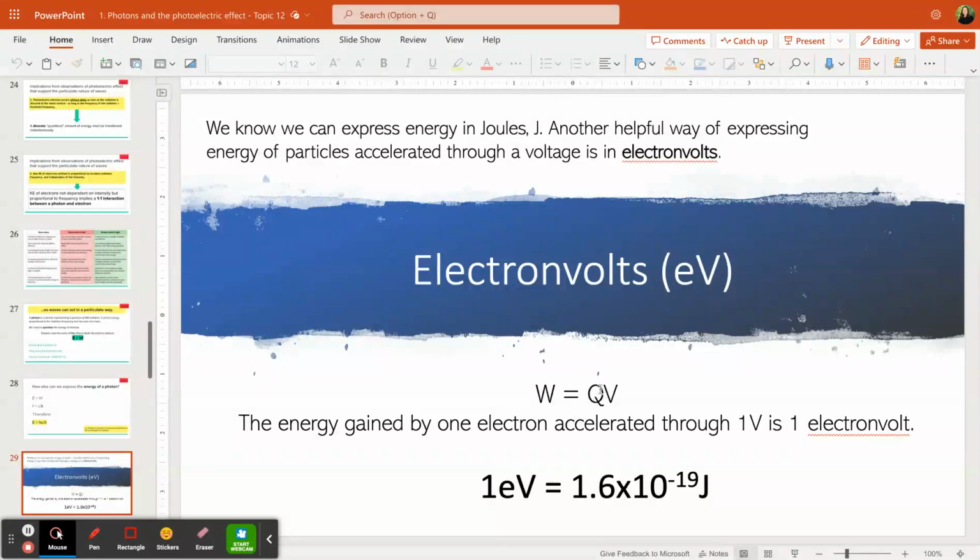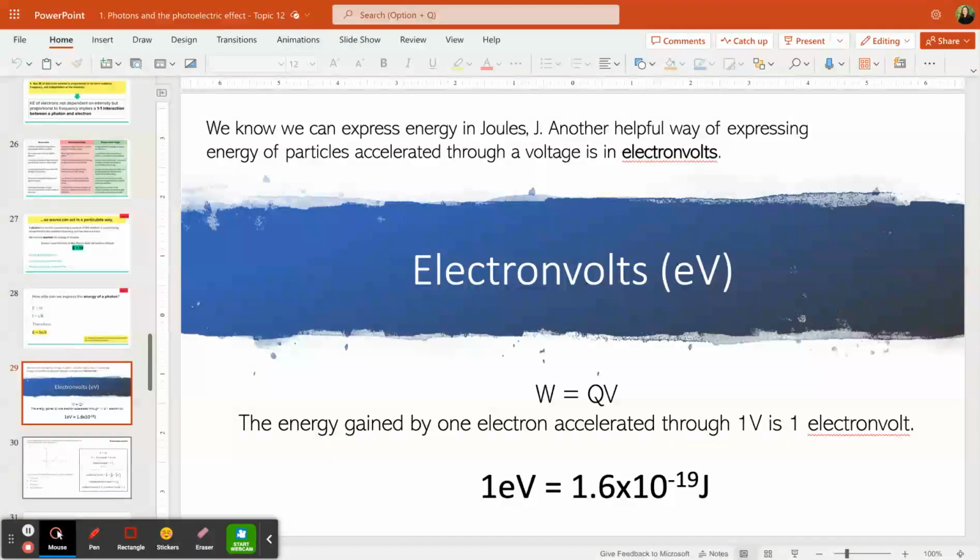When we take the charge of an electron, 1.6 times 10 to the minus 19, and multiply it by the 1 volt that it is accelerated through, that work done is called 1 electron volt. So we have an equivalency: 1.6 times 10 to the minus 19 joules can also be phrased as 1 electron volt. This is a much tidier number and it's helpful in a lot of equations. So please write down that equivalency so that we are able to talk about energy in electron volts and energy in terms of joules.